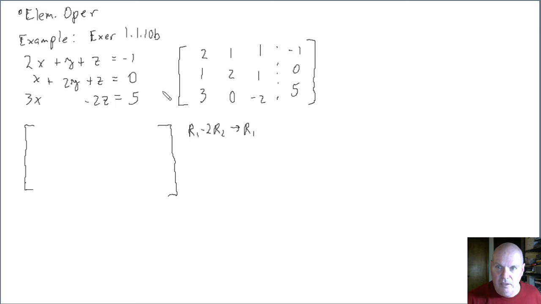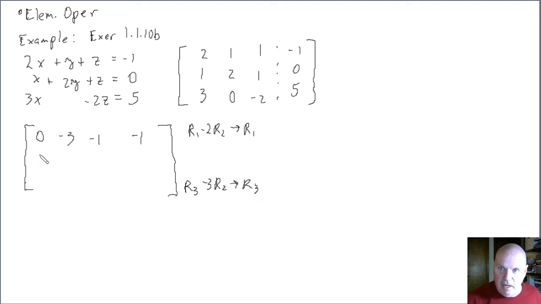I'll have 2 minus 2, so this will be 0. Then I'll have 1 minus 4, or minus 3, and 1 minus 2, which is -1. I have to do the same thing with the constants: -1 minus 2 times 0, so -1. Okay. And then I'm going to do another operation here: replace row 3 with the old row 3 minus 3 times the old row 2. That's going to become my new row 3.